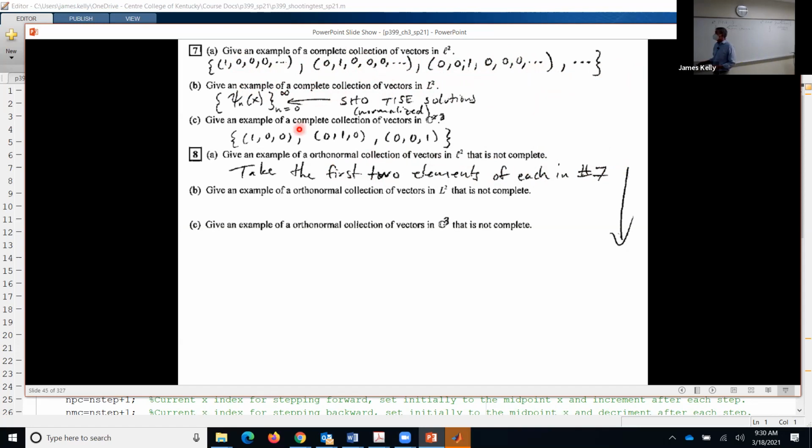Same thing for these. After we've already normalized them, if we just took the first 2 of them, that wouldn't be enough to be complete, but it would be an orthonormal collection in that vector space. And the first 2 of these, certainly they're orthonormal, but they're not enough to write any vector in 3 dimensions as a linear combination, and so wouldn't be complete. That was just to force you to think about these 2 definitions. Any questions about those or other examples you want to talk about? All right.